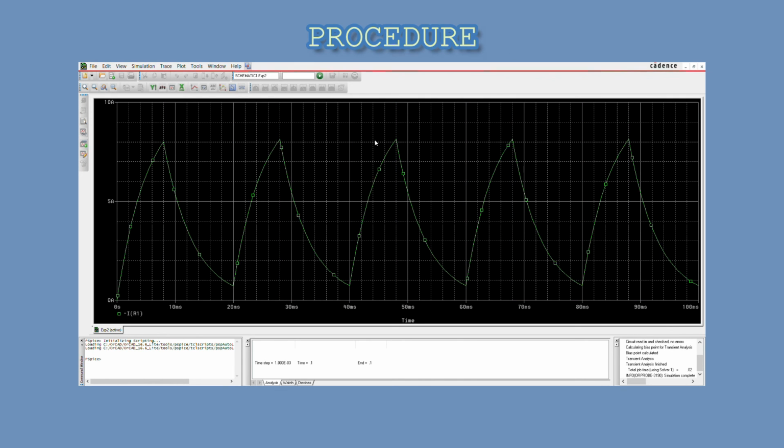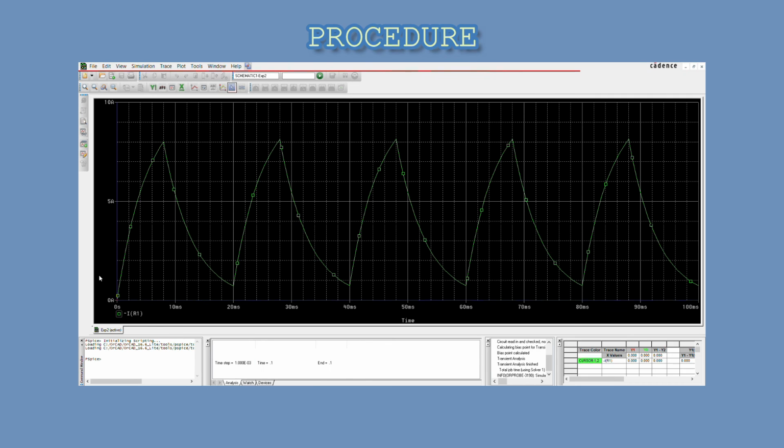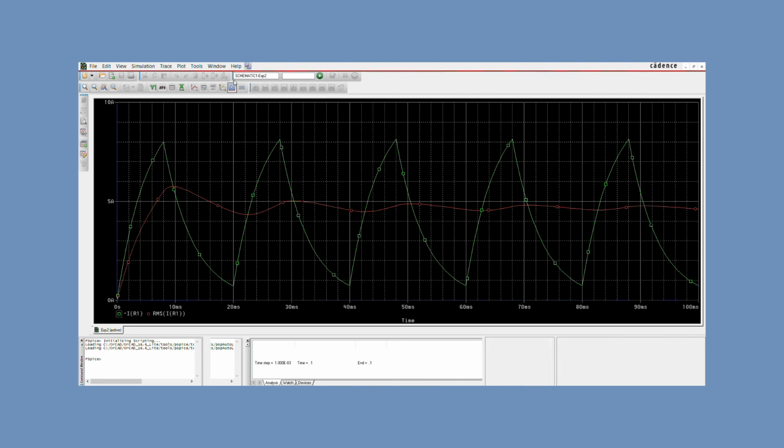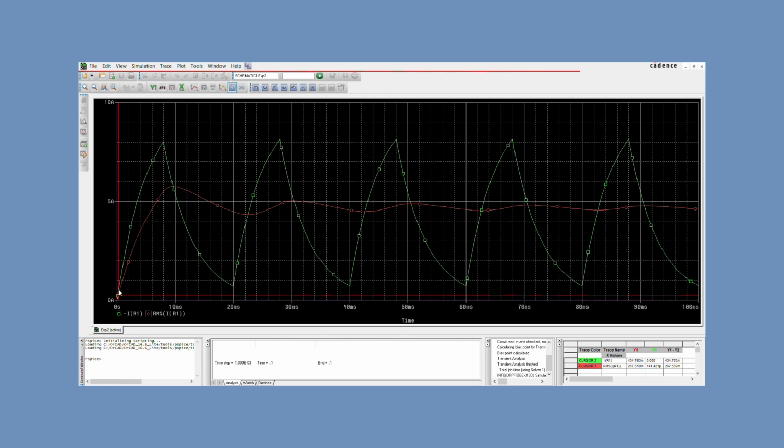Upon running the simulation, we could see the current waveform represented by the green line. The current waveform has an amplitude of 7.97 amperes. Now, let us add the waveform of the RMS current. We could see that the RMS current is represented by the red waveform. Now let us try to find the value of the RMS current. At the end of 100 milliseconds, we could see that the RMS current is 4.6303 amperes.